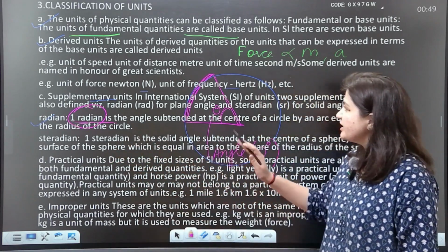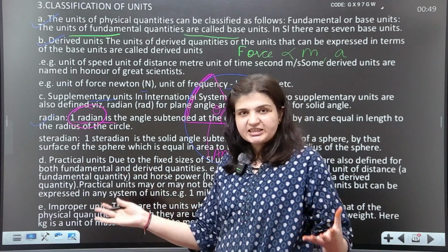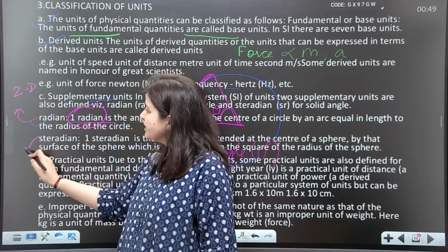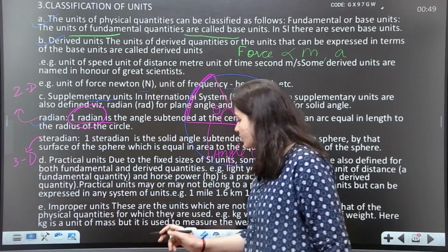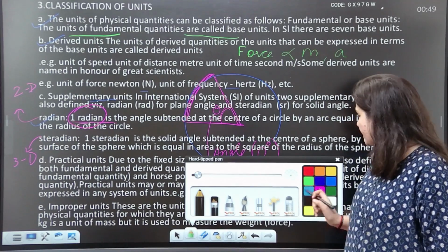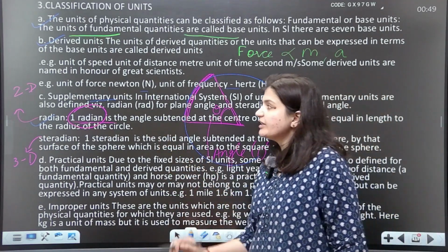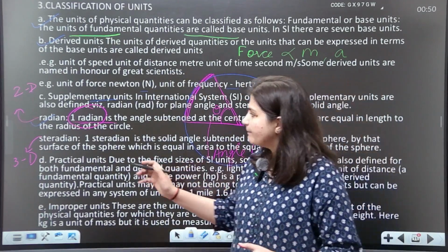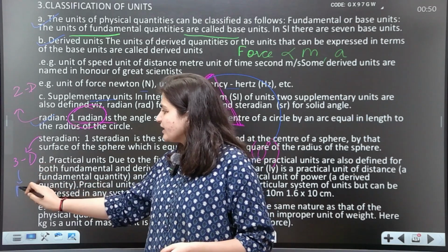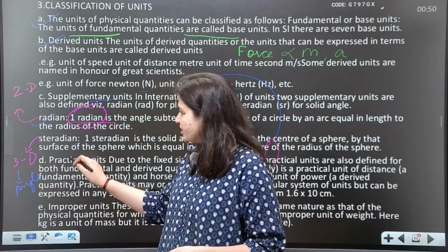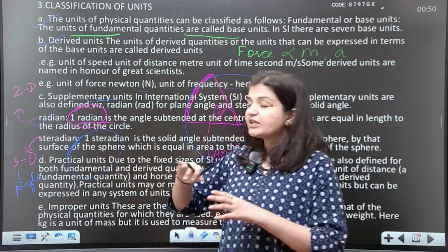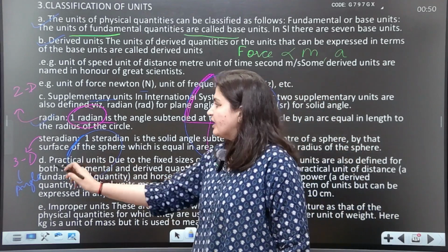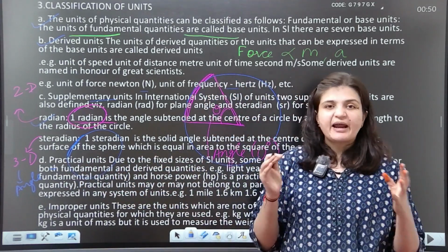What is the steradian? Steradian is in 3D. If we talk about radian, it is in 2D. Steradian is the angle subtended by a sphere. So what is the area of the sphere that subtends the angle? That is the steradian.